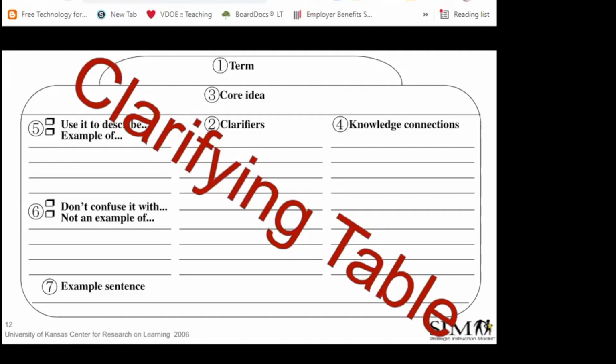So this is what a clarifying table looks like. So you can see it's got the terms, the core idea, the clarifiers, the knowledge connectors, and this is either real world or this could be something that you know everybody has had an experience with. Then this is examples or descriptions that match. This is don't get it confused with, or this is not an example. And then we want to tie it up in a bow, and that's your example sentence. So when you leave, you're going to have one of these created on your own. But first, I'm going to walk you through a co-construction.